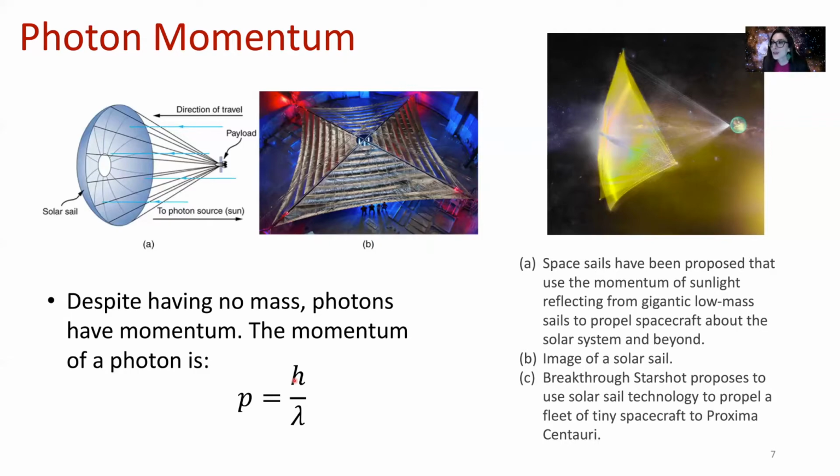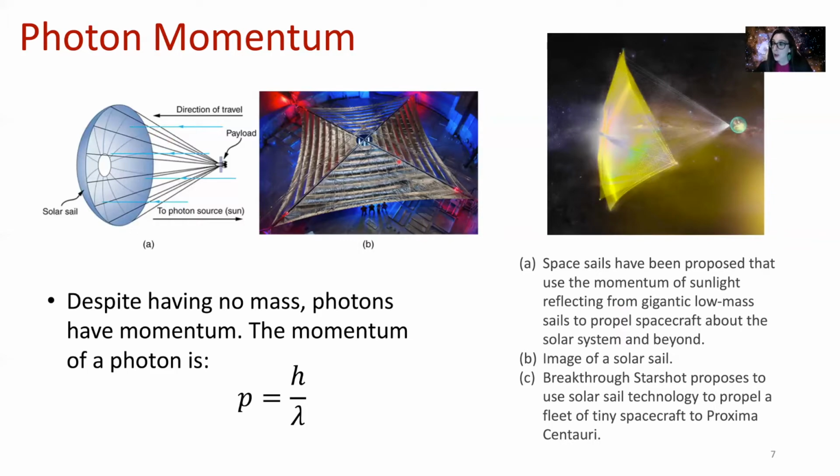We can use the momentum of a photon to our advantage. One example is something called a solar sail or a space sail. Space sails have been proposed that use the momentum of light from the sun, those photons coming from the sun, reflecting from gigantic low mass sails to propel spacecraft through the solar system and beyond. So here's a schematic of what these solar sails might look like.